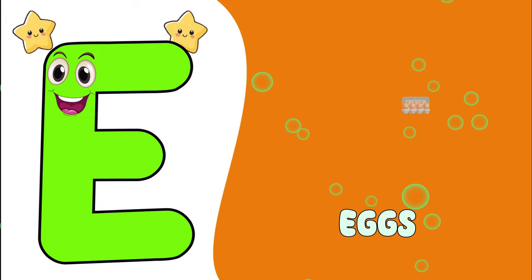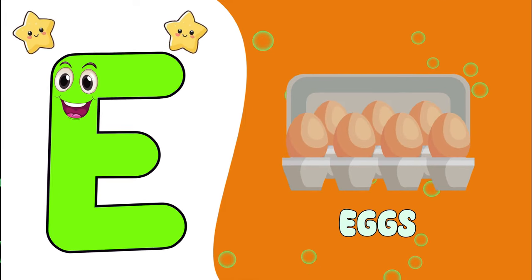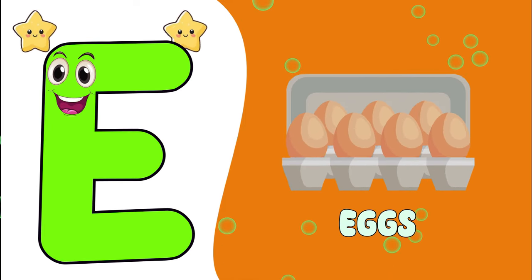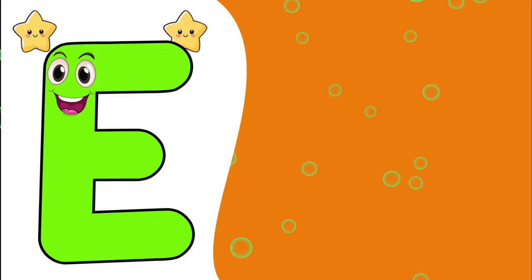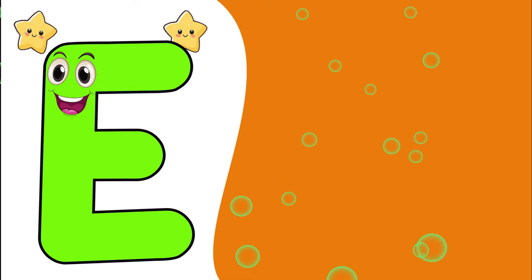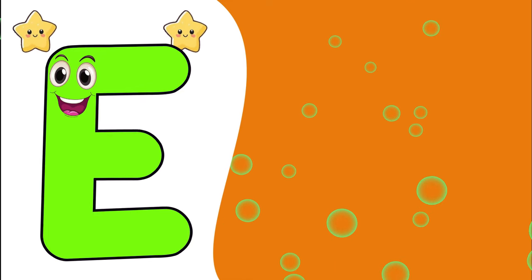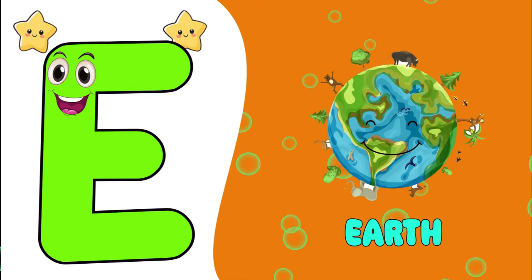E is for eggs, e, e, eggs. E is for earth. E is for a, a, a, a, eggs. E is for a, a, a, a, earth.